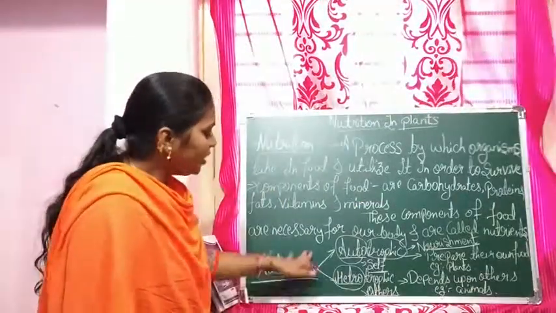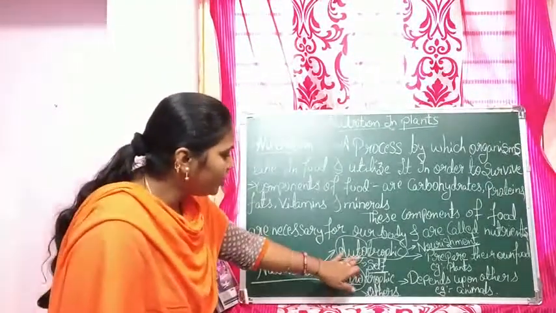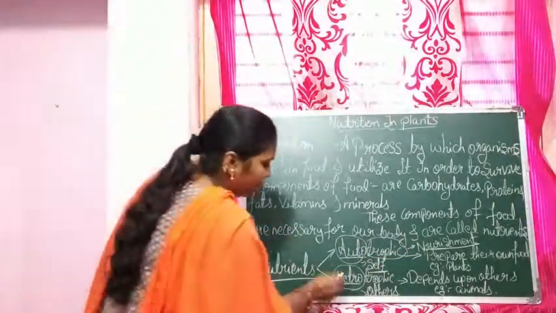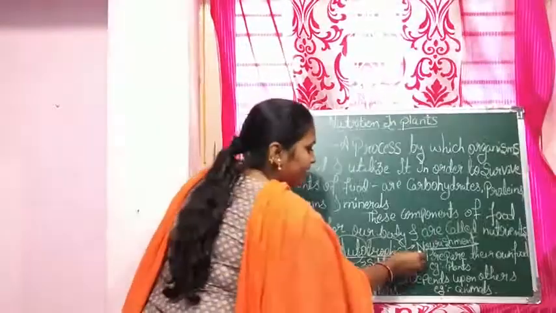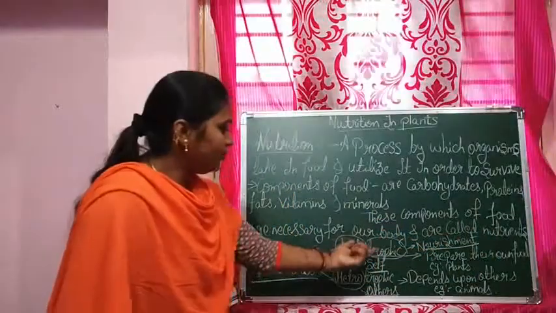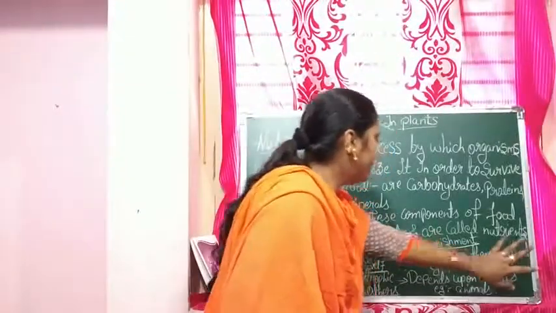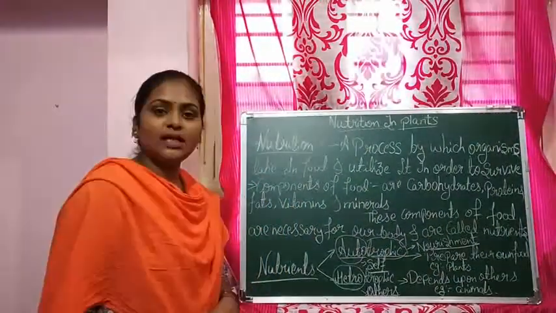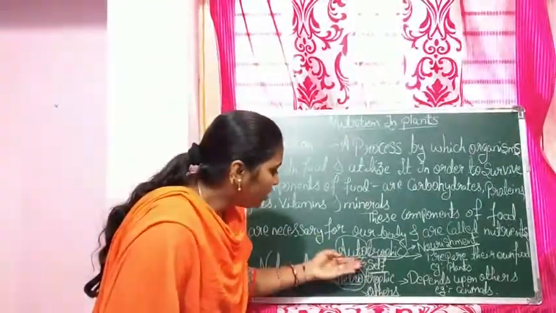There are two types of nutrients. One is autotrophs. The next one, heterotrophs. Here, auto means self and troph is nourishment. So autotrophic is self nourishment. They prepare their own food, for example plants. Children, you know that plants prepare their own food and we call them autotrophs.